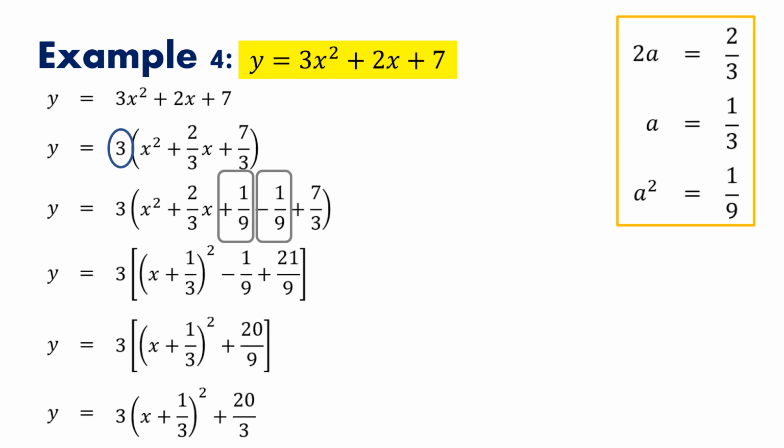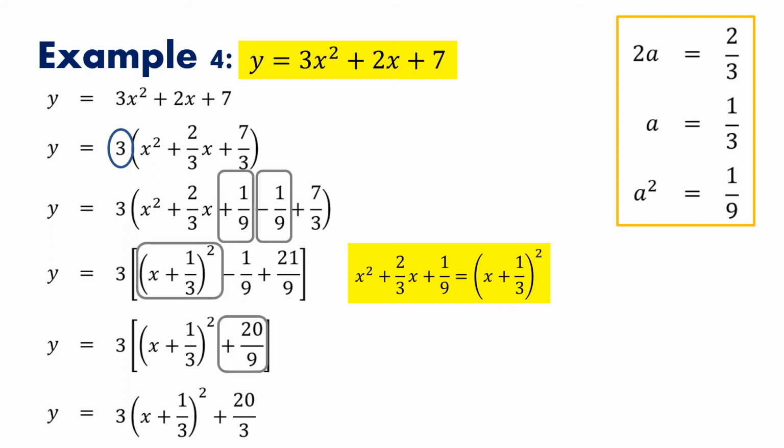We need to add and subtract 1 over 9 on the right-hand side of the equation. Note that x squared plus 2/3 x plus 1 over 9 is a perfect square, and this can be factored as the quantity x plus 1/3 to the second power. We get the LCD of negative 1 over 9 and 7 over 3, then combine this in one fraction.